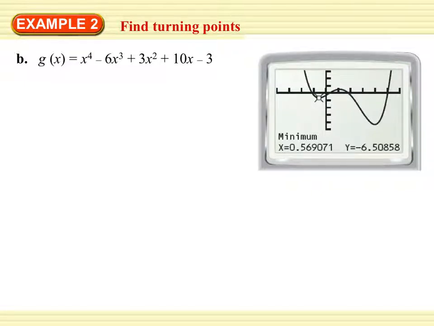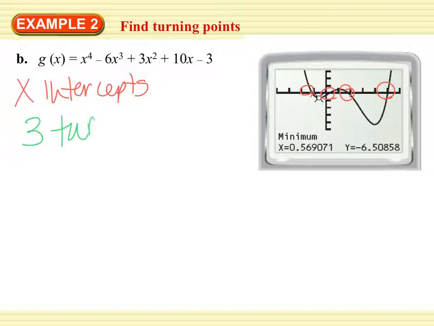Okay, next one. Go ahead and plug it into your calculator and graph the function. Notice I have 1, 2, 3, 4, 4 x-intercepts. And 3 turning points. There, and there. 2 minimums and a maximum. And we can use our graphing calculator to find all of those.